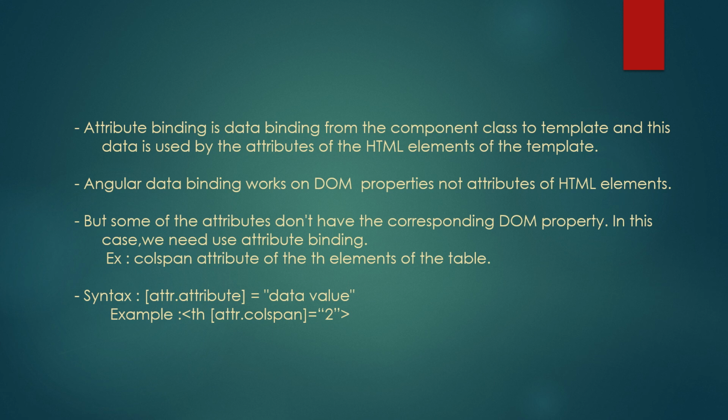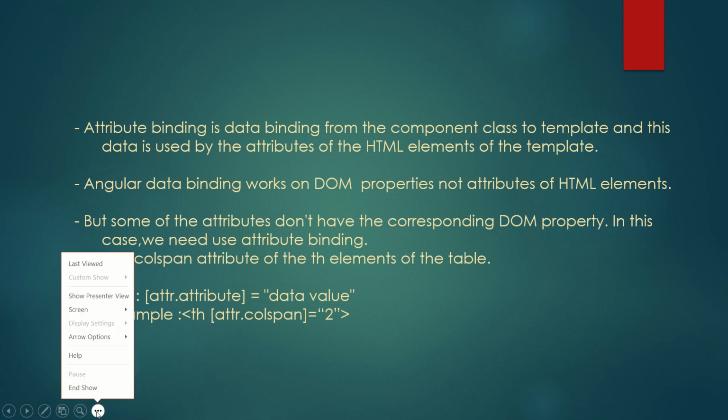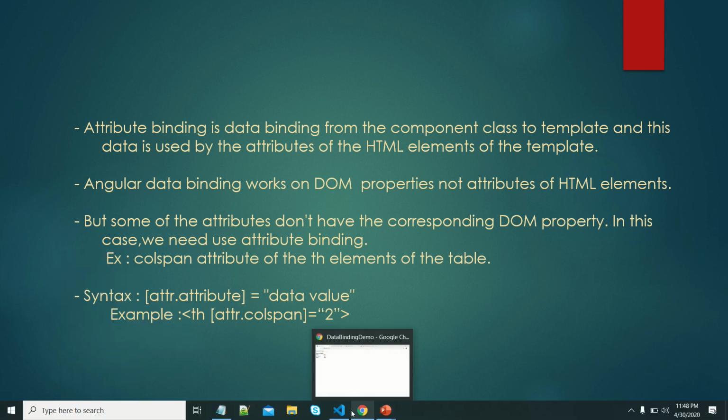The best example is the th element, which is used to define the header of an HTML table and has a colspan attribute. This colspan attribute doesn't have any property in the DOM. In such cases, if you want to pass a value to this attribute, we need to write within the brackets attr dot colspan is equal to that value. Let us try to understand the same thing with a simple example program.